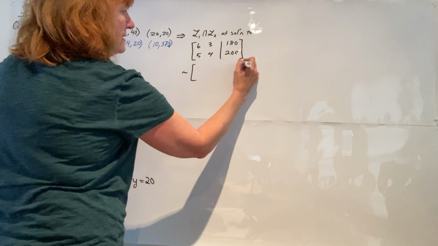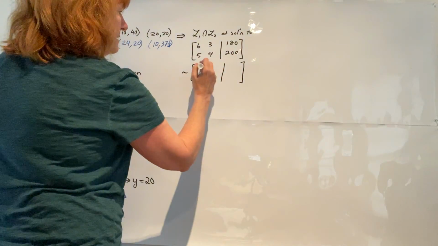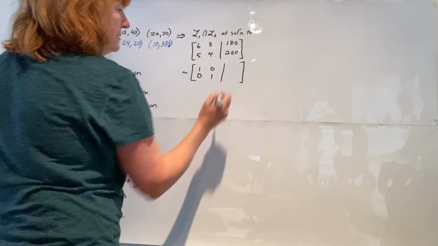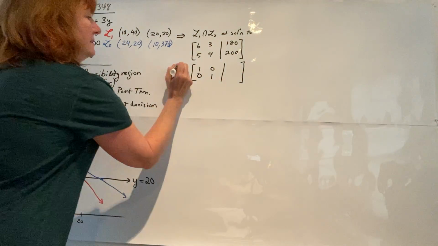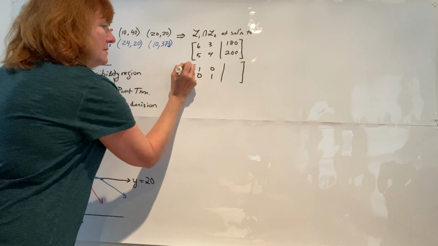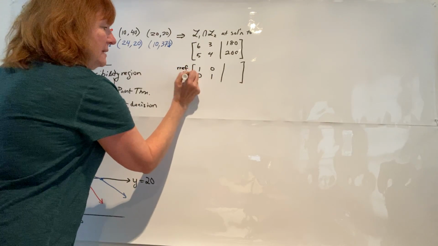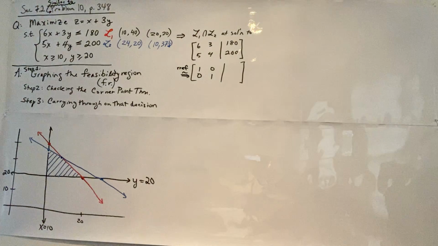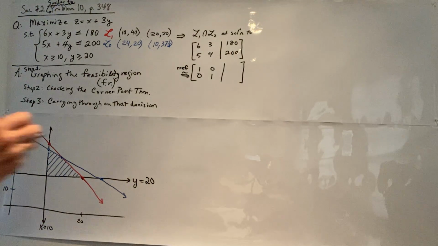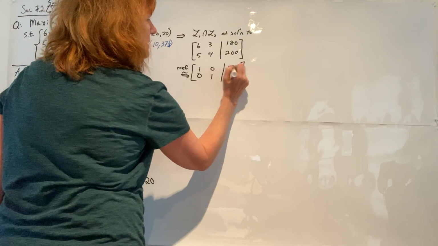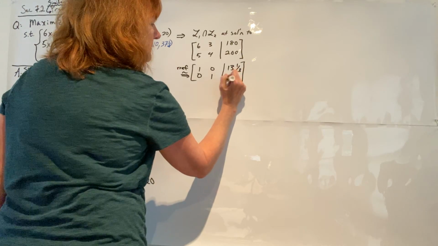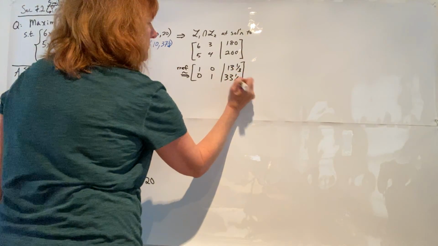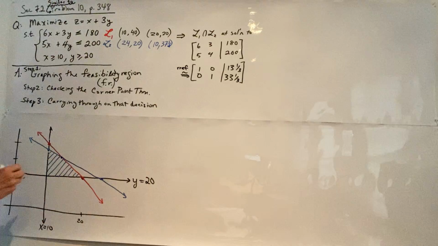Turns out that gives you something that looks like this, 1, 0, 0, 1. I just used RREF. This is what I would write on my paper, right? That implies RREF gives you 13 1/3 and 33 1/3. So those are the coordinates at this point right here.